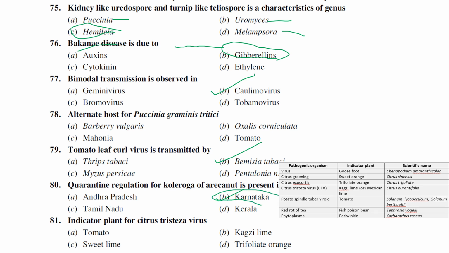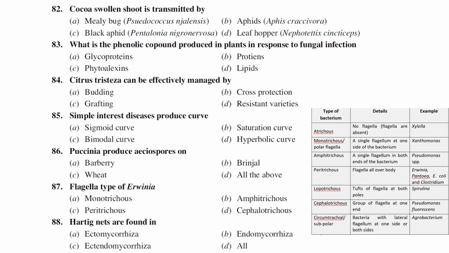Next one, indicator plant for citrus tristeza virus. On the right side I have mentioned the various indicator plants. The indicator plant for citrus tristeza virus is Key lime. Sooty mold, I think this question came previously, is transmitted by mealybug, aphids, black aphid or leafhopper. Generally it is transmitted by mealybug, Pseudococcus nigerlensis.